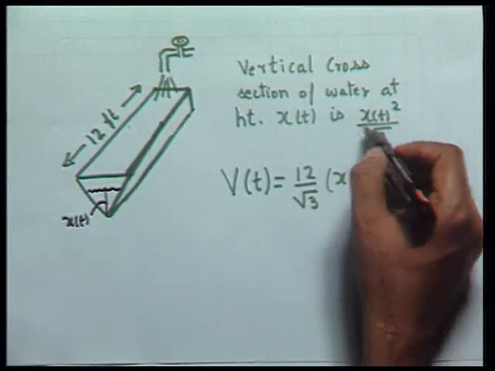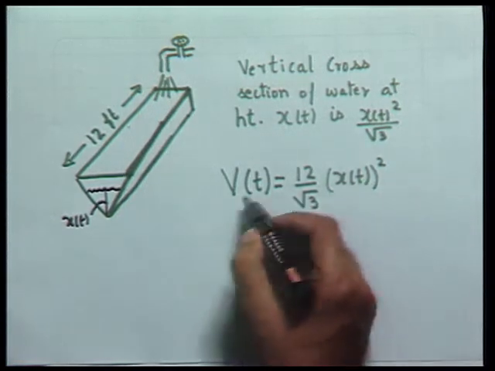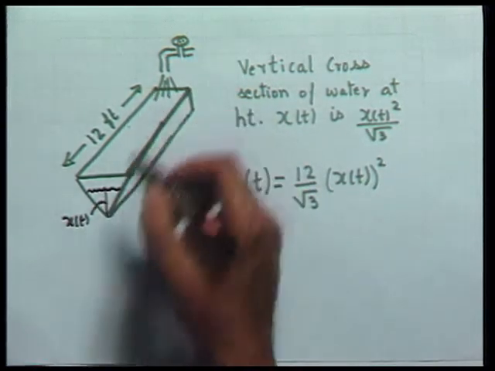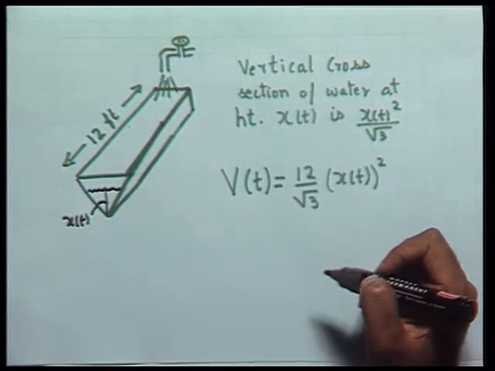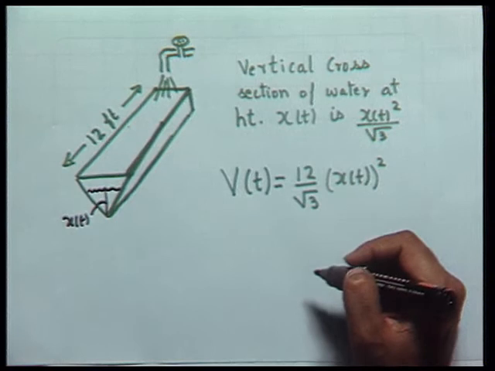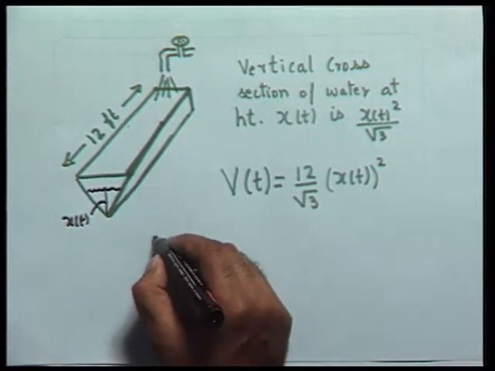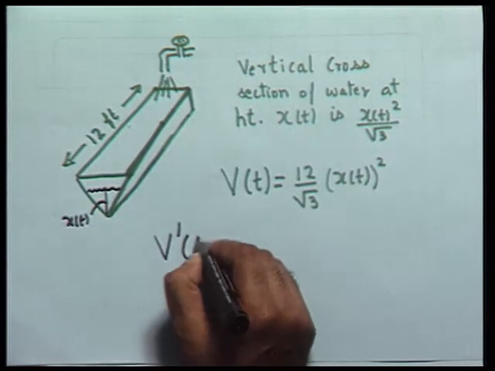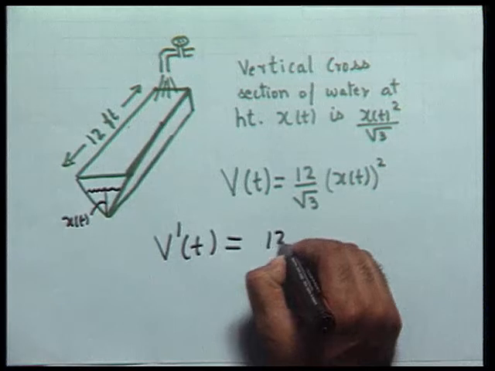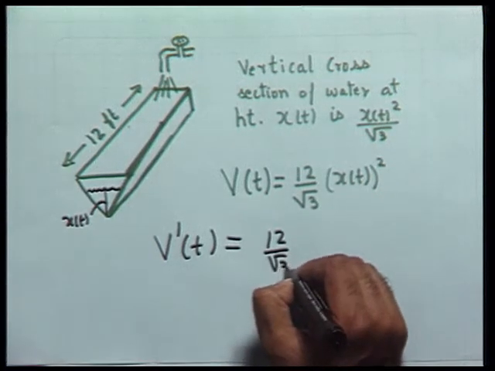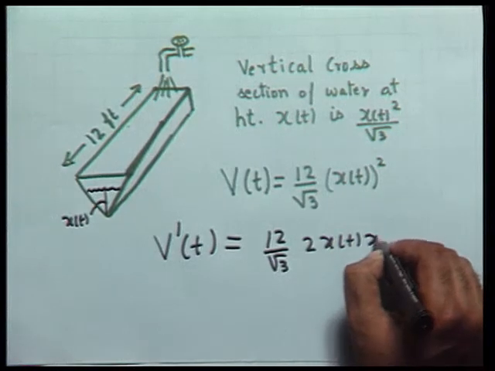This is just simple geometry. You know how to find the area of an equilateral triangle. And from there you get the volume for this trough, which is 12 feet long. That's 12 times x(t) squared by root 3. You are also told that the rate of change of volume is 4. So V prime t is equal to 12 by root 3 twice x(t) into x prime t.